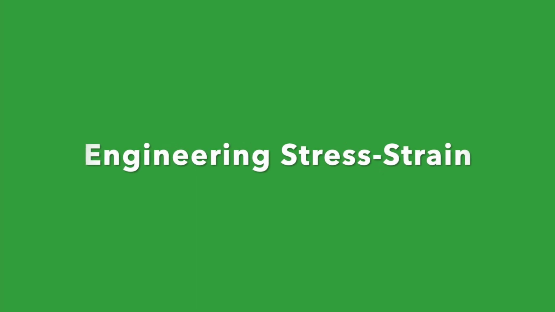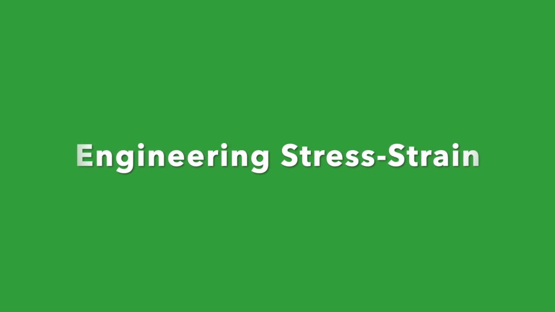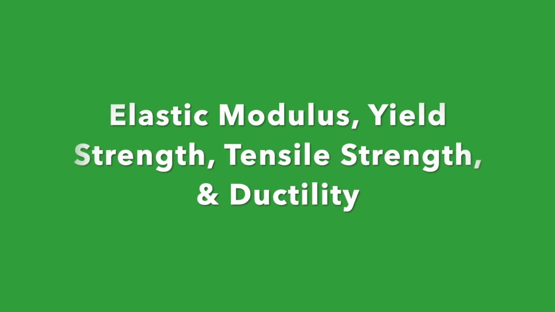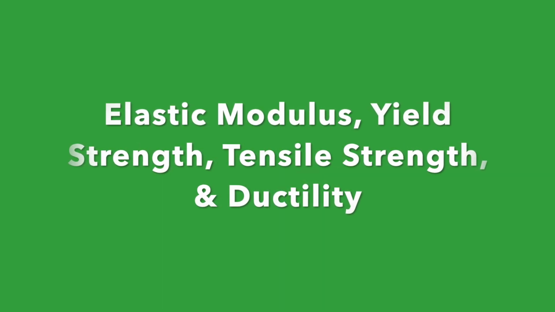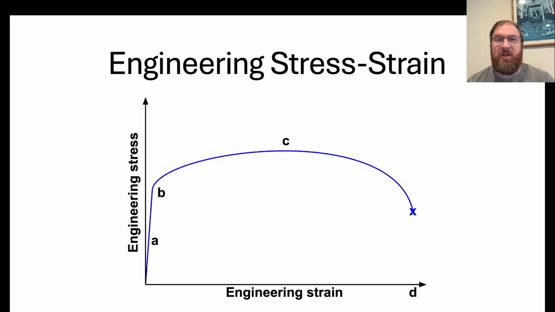Today we're going to be looking at engineering stress strain. So how to calculate it, how to plot the resulting curve, and then how to get four quantities: elastic or Young's modulus, yield strength, tensile strength, and ductility. I'm going to go through how to calculate and determine these things, and then work an example of a metallic sample.